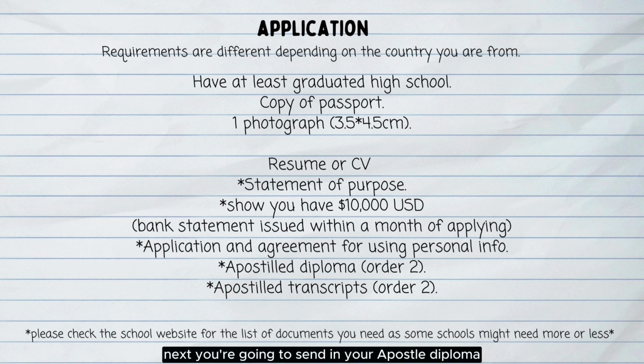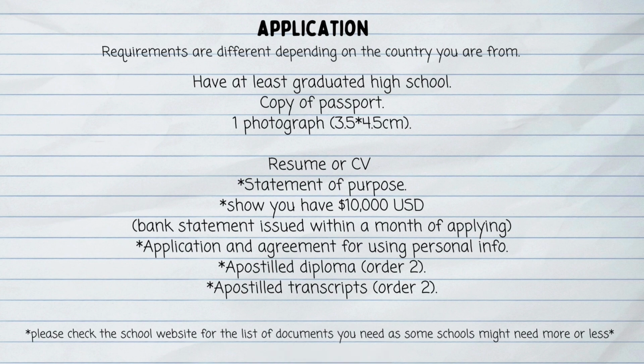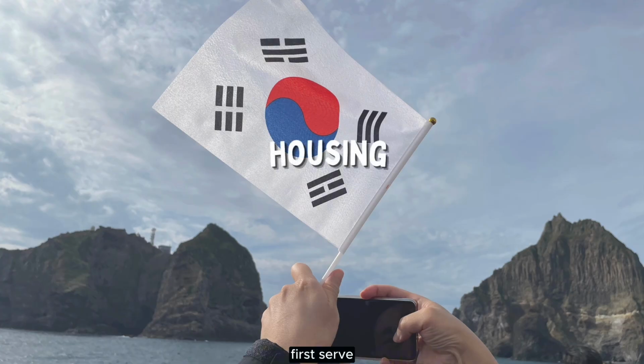Next, you're going to send in your apostille diploma. I ordered 2 of these just because my school had me actually send in the physical copy of the documents and I did not get those documents back, so I ordered 2, one for immigration and one for my school. Some schools might also have you send in your apostille transcripts from your last school. I also ordered 2 of these, although at immigration they did not use this document. You can apply as early as 6 months to a lot of the schools, and a lot of the schools are first come, first serve.